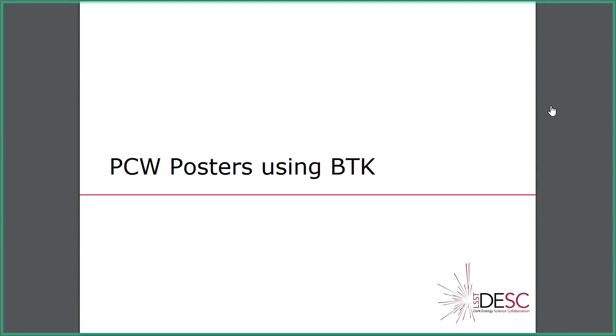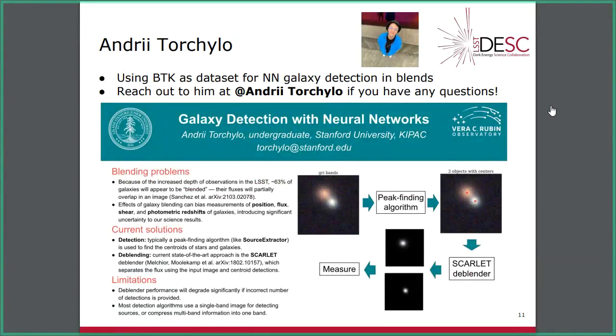So now I just want to highlight a few of the ongoing works. Some were presented as posters in the PCW. There's other work that's been done with Blending Toolkit, and it shows the different ways in which the Blending Toolkit is enabling studies in blending science and systematics. Next slide. So first, there's Andre, who is a recent addition to the topical team. He is an undergrad at Stanford, and he's been working on neural networks, using the Blending Toolkit as a dataset for neural network galaxy detection in blends.